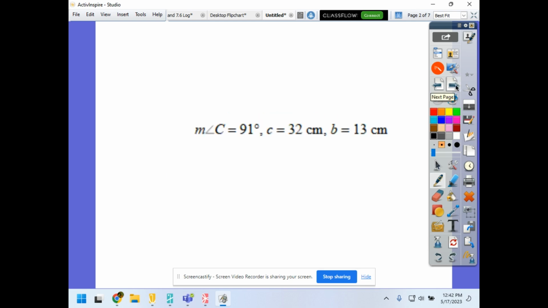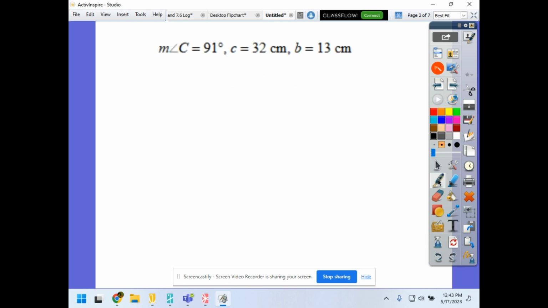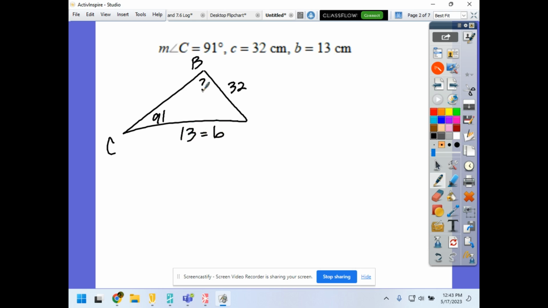Let's review the law of sines here. I have angle C equal to 91, side c, which is the opposite side to 91, is 32, and side b is 13. Let's try to solve for the triangle. So let's try to draw it. Let's say this is C, that's 91, this is 32, and this angle is B, and this is side b, 13. We do not know angle B, and let's say this is side a, which we do not know either.